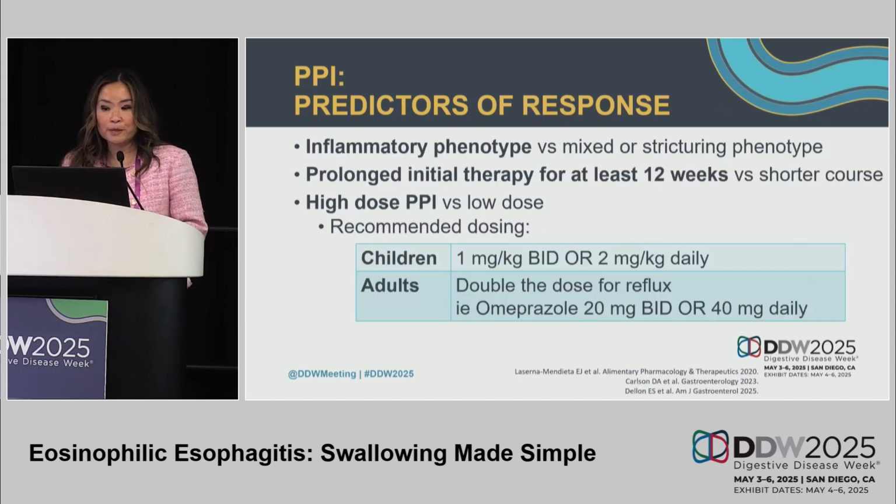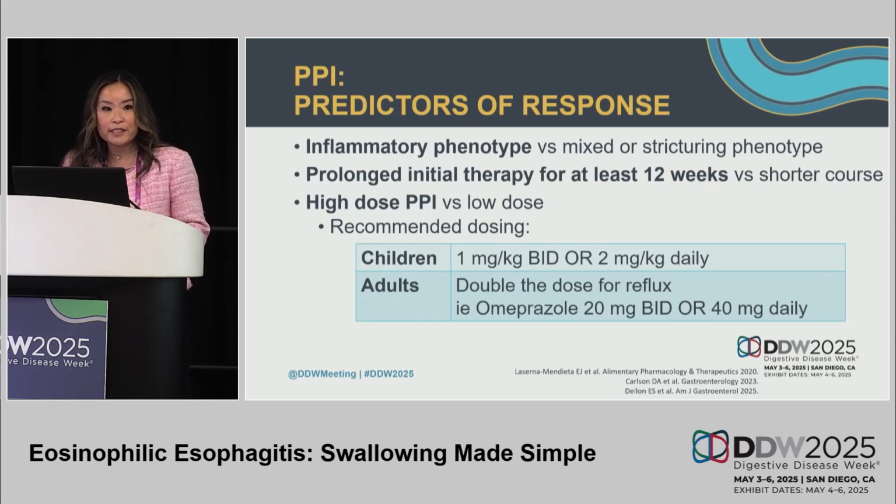The predictors of response were the presence of inflammatory endoscopic features, which were shown to be more responsive to PPIs in this European study and also in some of Dr. Carlson's work. Also predictive were prolonged initial therapy for at least 12 weeks, and then high dose PPI compared to low dose.